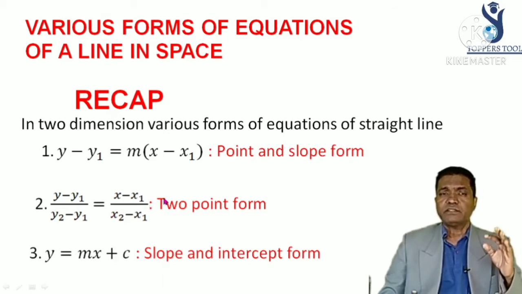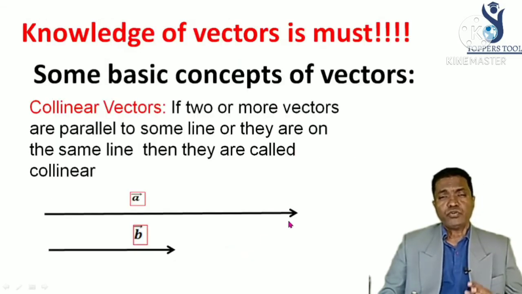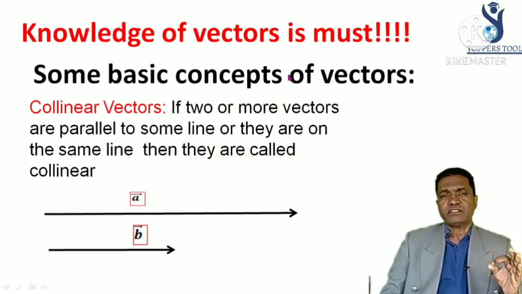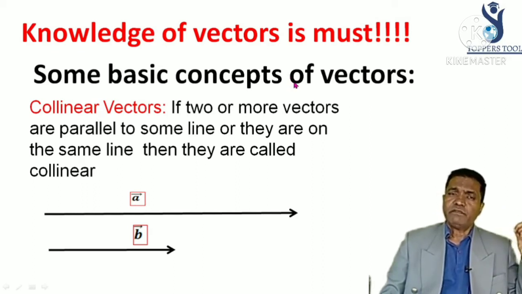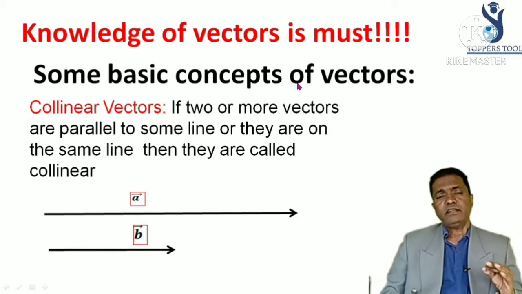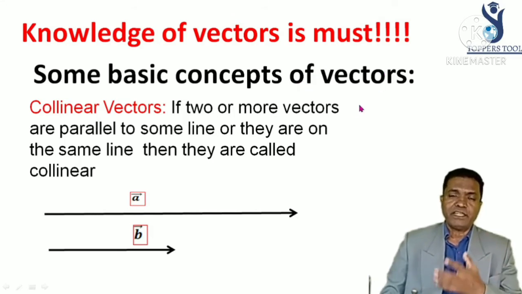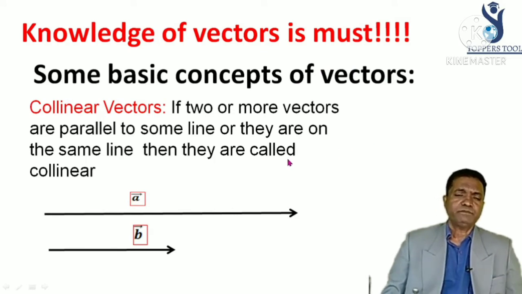Likewise, we will be dealing with the equation of a line in space in various forms, and you will be studying 2 forms. Before moving on to that, you need to know some of the basic concepts of vectors. Without the knowledge of vectors, understanding this three-dimensional geometry is very tough. So better you go through the vectors chapter that I have done in detail, and whatever basic things are required, I will try to explain here. So here are the things required for the next topic.